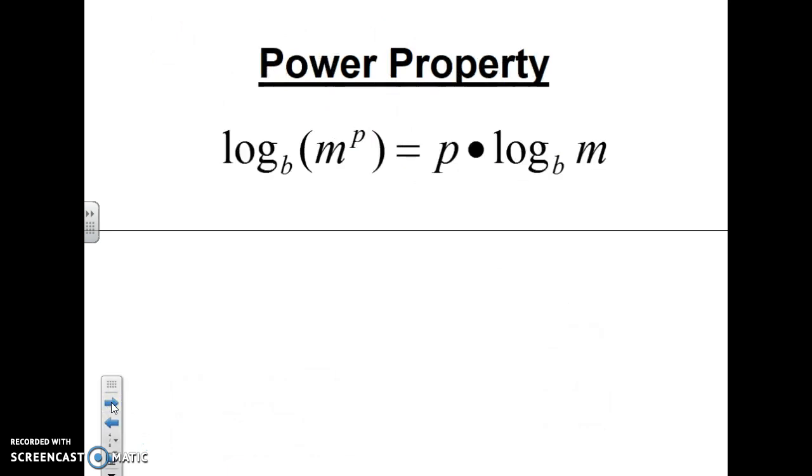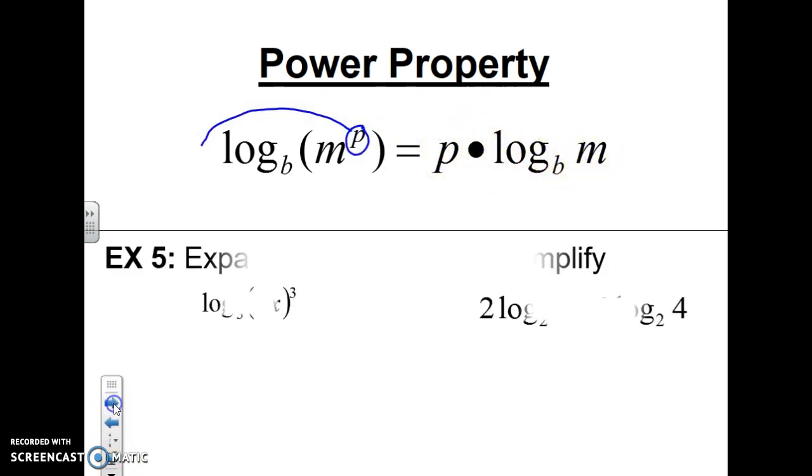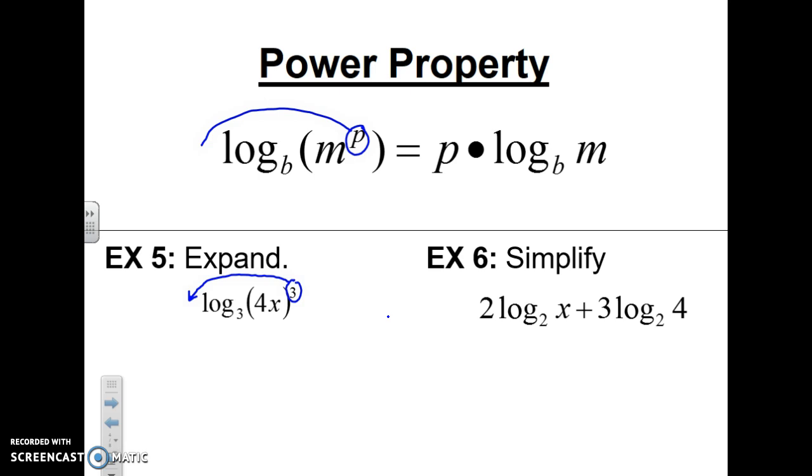Our next property is the power property. Whenever we have log base b of m to the p power, we can take this power and pull it out front as a coefficient, as you see here, p times log base b of m. So if we look at our examples for this, for example 5, we could take this 3 right here and pull it out front. So that would give us 3 times log base 3 of 4x.